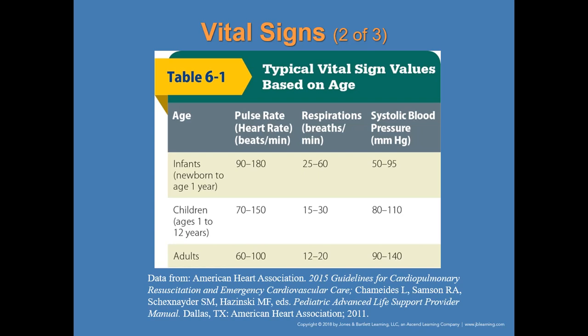Right, and then as they get older, their pulse rate tends to go down some. Respirations go down. As you can see, your systolic goes up. Remember we said as you age, your systolic ages. And then typical adults, your pulse rate is going to be between 60 and 100. Your respirations, it says 12 and 20. On average, it's going to be about 16 to 18 breaths a minute. Okay, and then your systolic blood pressure for many adults is 90 to 140.